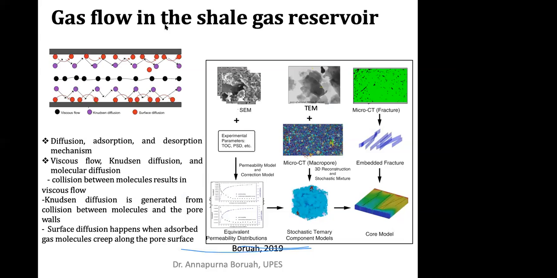So integrated study is required for shale reservoir evaluation. Here the gas flow may be diffusion, adsorption and desorption stage. There may be different flows like viscous flow, Knudsen flow, molecular diffusion flow. So to analyze all these things, to understand the flow system in the shale, it is very important to integrate all the studies, like micro studies using scanning electron microscopy, microcomputer tomography, then transmission electron microscopy. Based on integrating all these studies, you can create the stochastic model, and you can create the flow model, and you can understand the gas flow in the shales. In the studied shale, it was found that they are following all these flows like viscous, Knudsen and molecular diffusion.